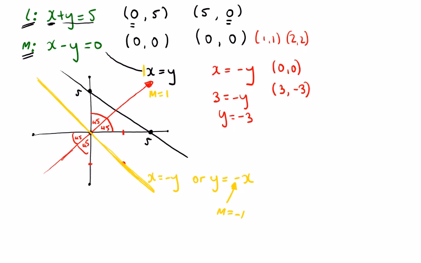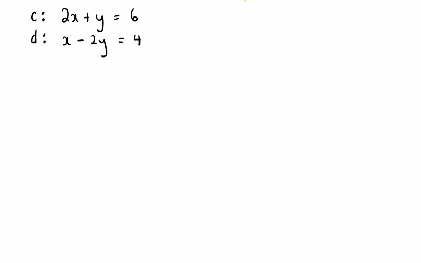So practice graphing these lines again. X plus y equals 5, or change it to x plus y is equal to 4. The coordinates of the intercepts will be 4 and 4. Before moving on to the next part, when we will have numbers in front of x and numbers in front of y. Okay, let's move on to these two lines, C and D.